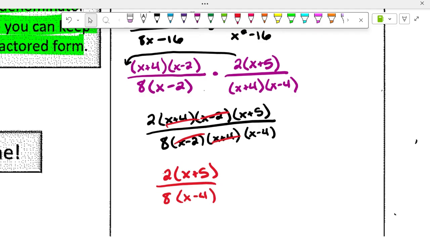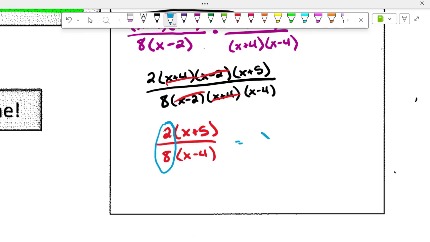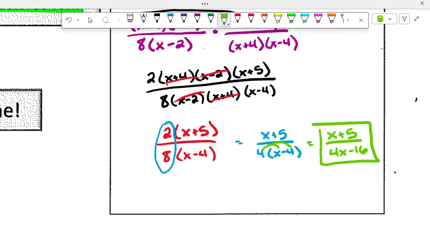Now I'm not done. What else can be simplified? The 2 over 8. What is 2 over 8 simplified down to? 1/4. So this would be x plus 5 over 4 times x minus 4. And then you would finish it up by distributing the 4 to the bottom. So x plus 5 over 4x minus 16. And there's your answer.